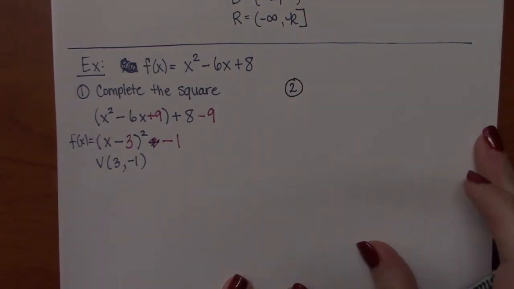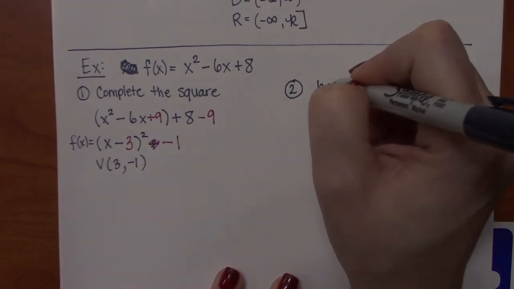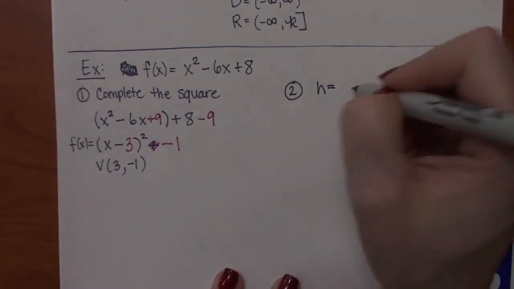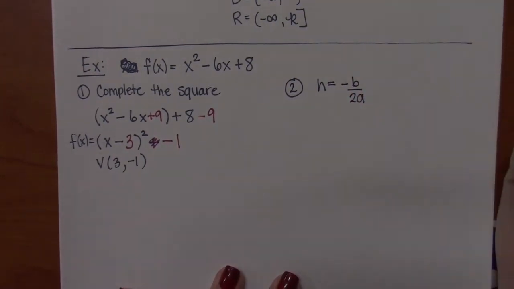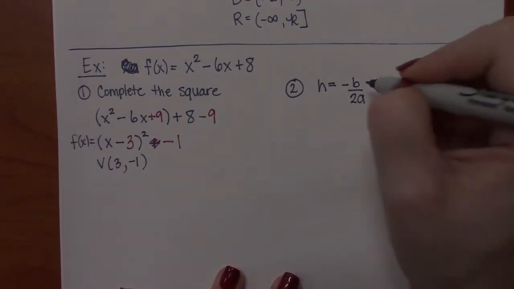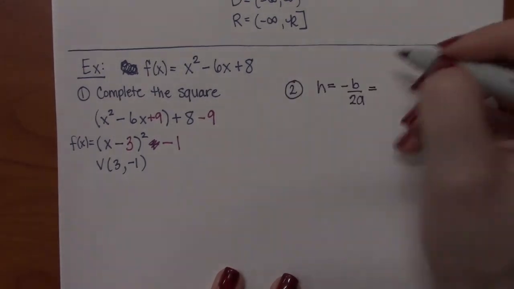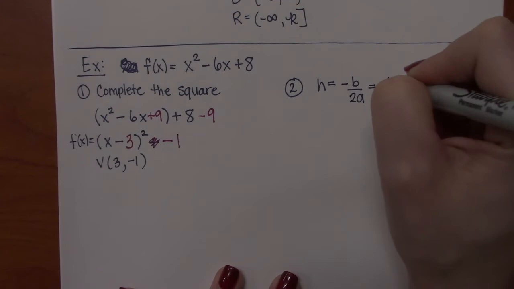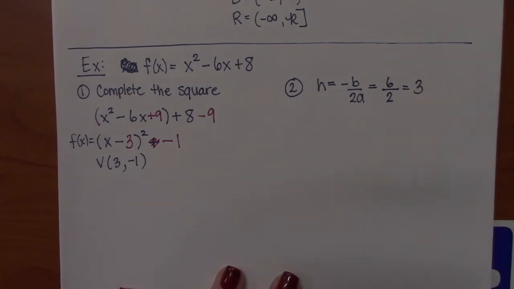which is the following. The value of h, right, when you start out in ABC form, is negative b over 2a. So for this particular parabola, right, if we look at it, well, negative 6 gives you positive 6. And then a was 1, so we're going to divide by 2, so h is 3.